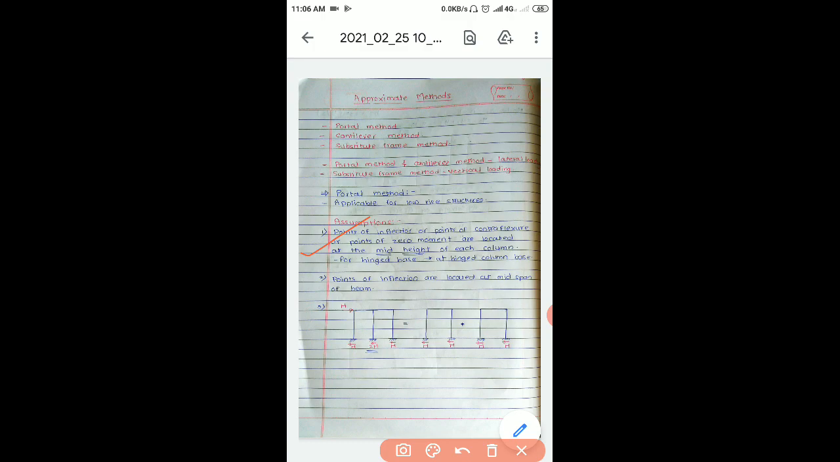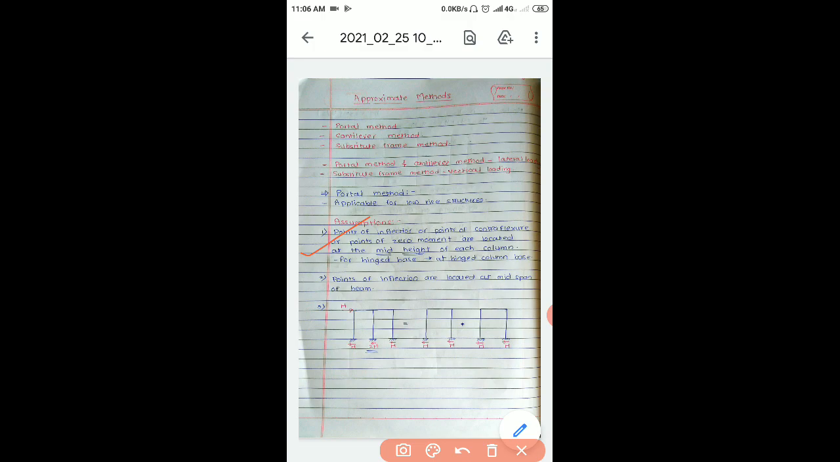Okay, we have studied this. So where bending moment changes its sign, it means at a particular point there will be zero moment, from positive to negative or negative to positive conversion. So at one stage there will be zero moment, and that zero moment point is known as point of inflection or point of contraflexure.